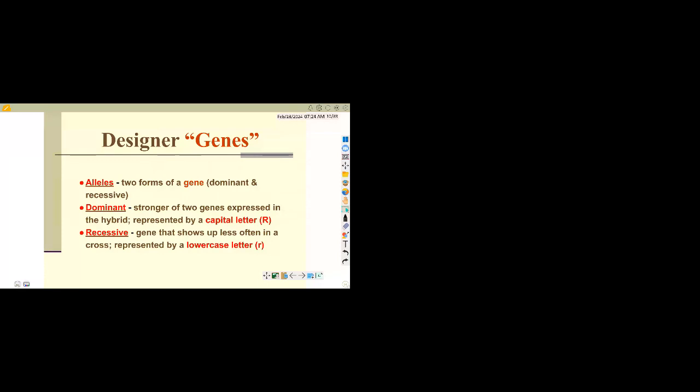All right, here are some more terms you need to know. An allele. Okay, we just talked about a gene. A form of a gene. And before you write, let me explain this.